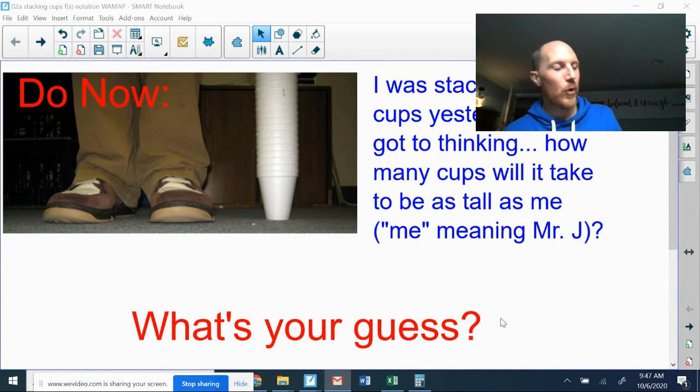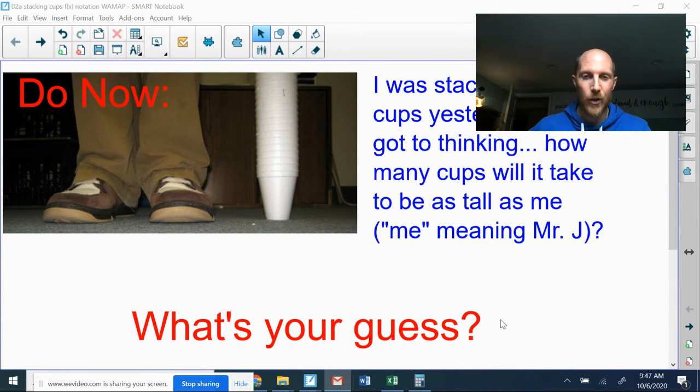Hey, I was doing super fun stuff yesterday. I got a bunch of cups laying around in the classroom. I started stacking them up. They're just laying all over the place. So I started picking them up, and I was going to put them away.